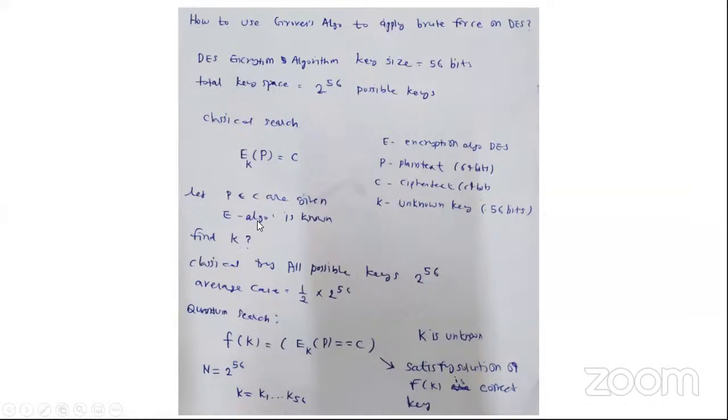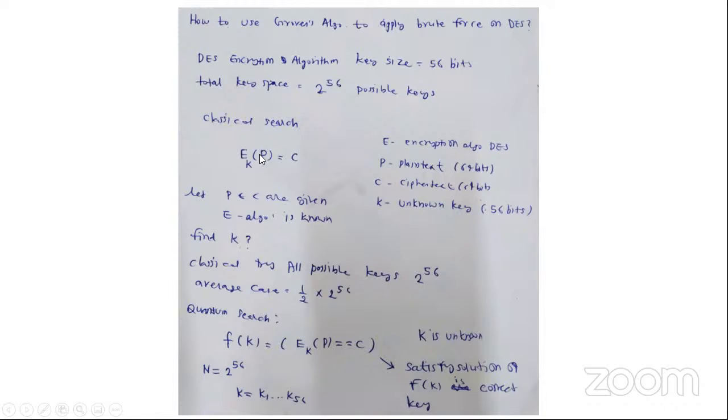What we can do is try all possible keys exhaustively. Whenever we apply one possible key choice on P, we get some C. Suppose you are given a P and C pair: for some plaintext P1, we get some ciphertext C1, but the key we don't know.